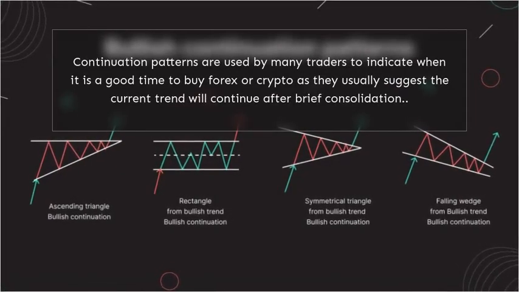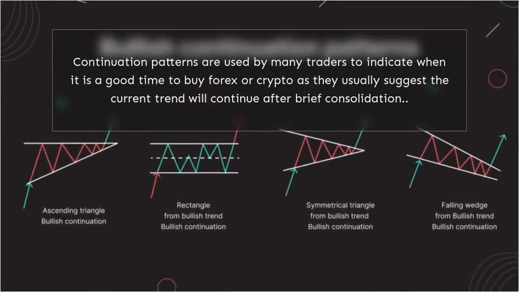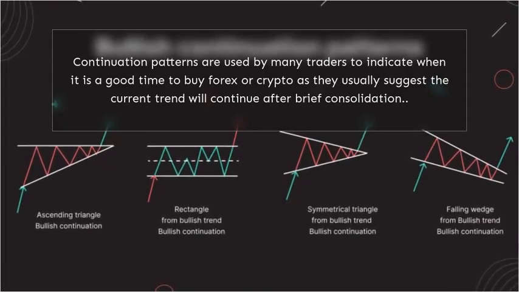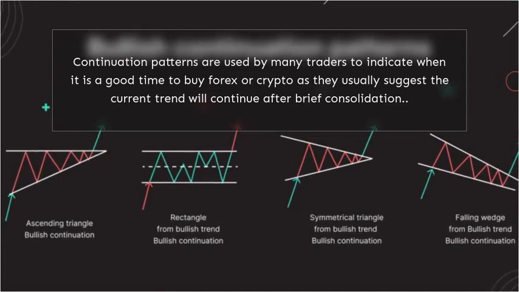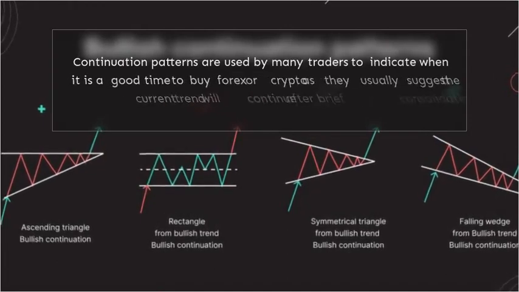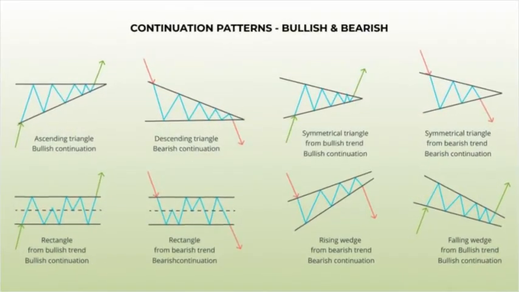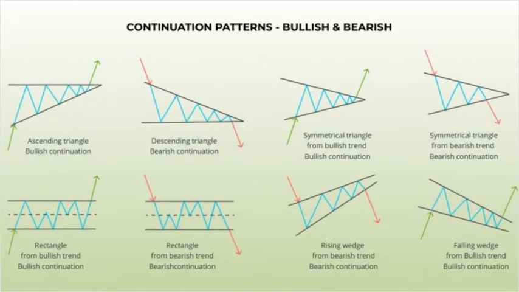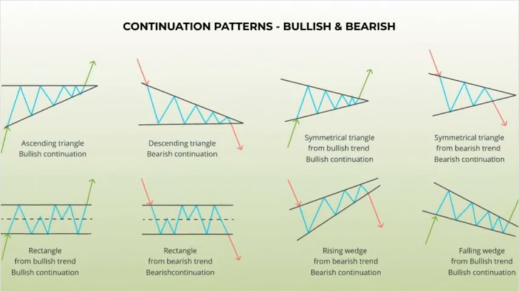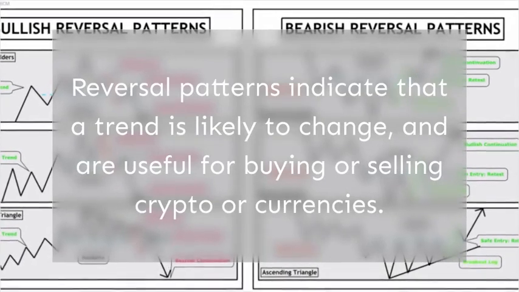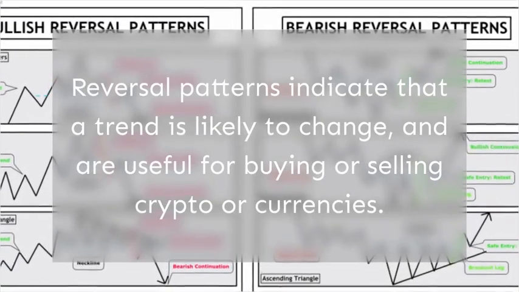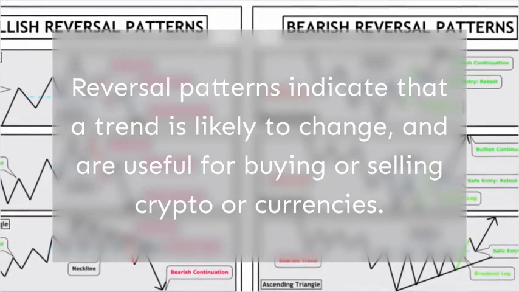Continuation patterns are used by many traders to indicate when it is a good time to buy Forex or crypto, as they usually suggest the current trend will continue after brief consolidation. Reversal patterns indicate that a trend is likely to change, and are useful for buying or selling crypto or currencies.